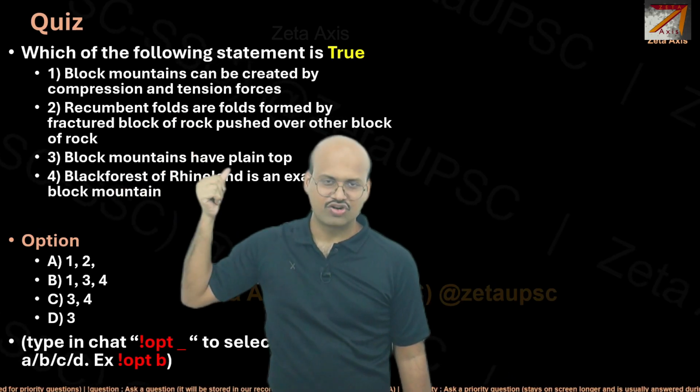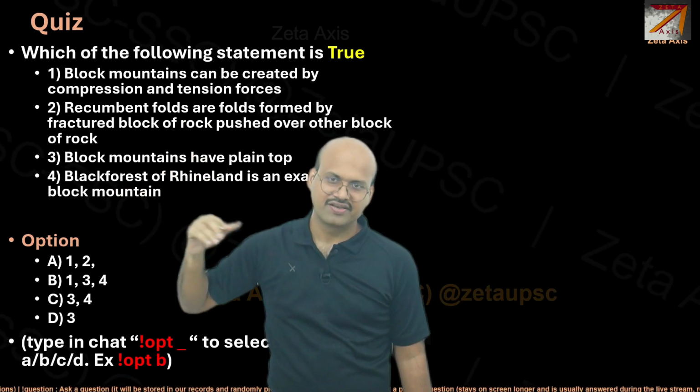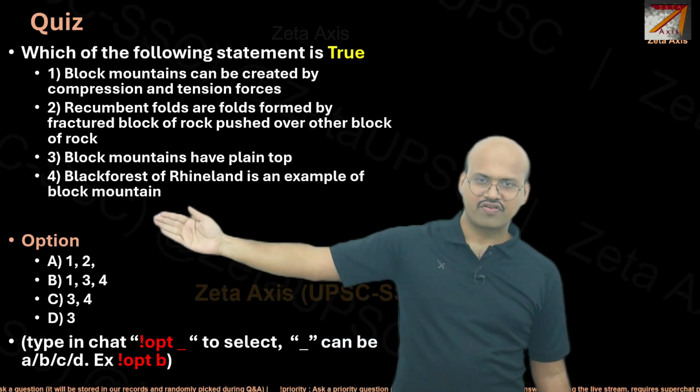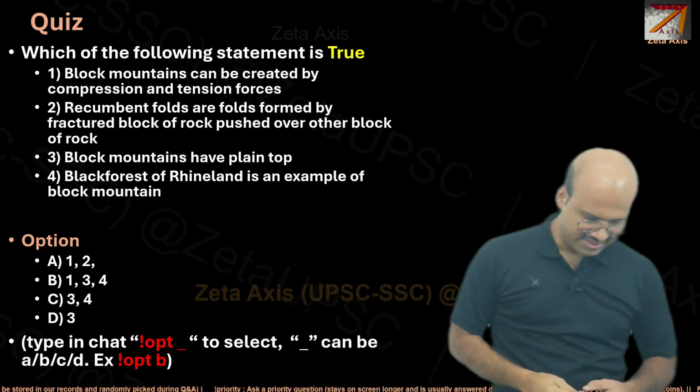Block mountains have plain top. We have already seen that the summit is plain. Black Forest of Rhineland is an example of block mountain. We have already seen that.